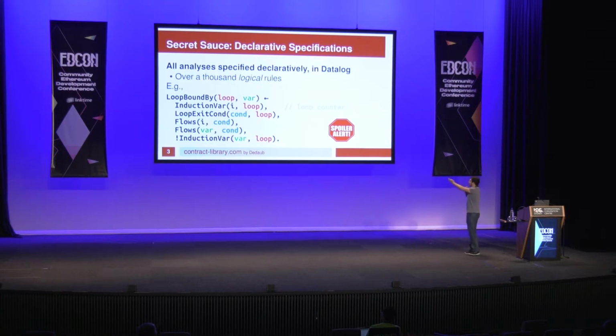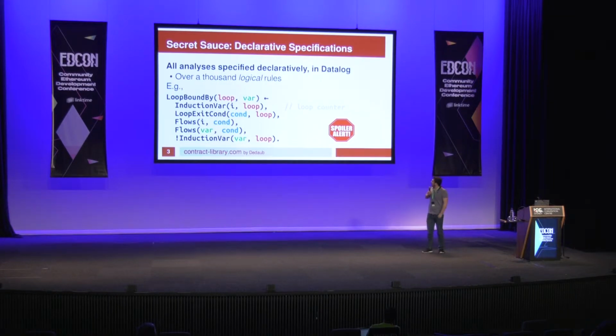So take a look at this rule over here. Here we're saying that a loop is bound in its number of iterations by some variable var. That's the first line. Okay? And in order to conclude that property, you need to conclude all the properties in the body of the rule.